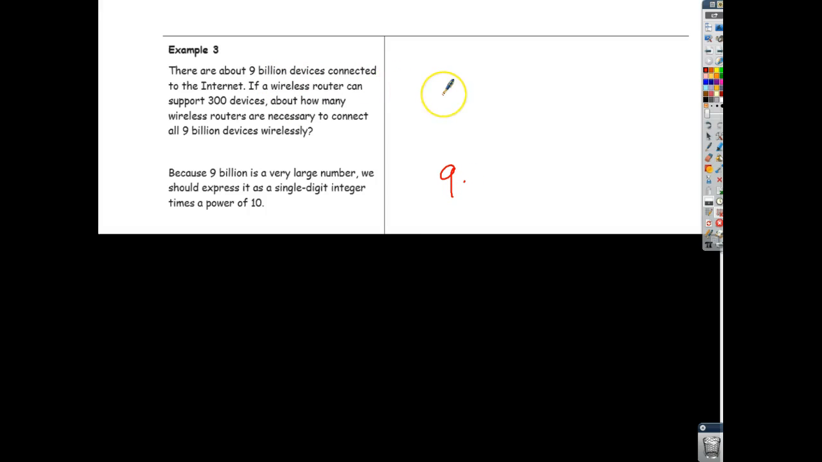Billion. Okay, so let's see. We know that 10 to the 3rd is 1,000, and 10 to the 6th is million, and 10 to the 9th is billion. Remember, it goes by threes. So billion is 9 times 10 to the 9th.